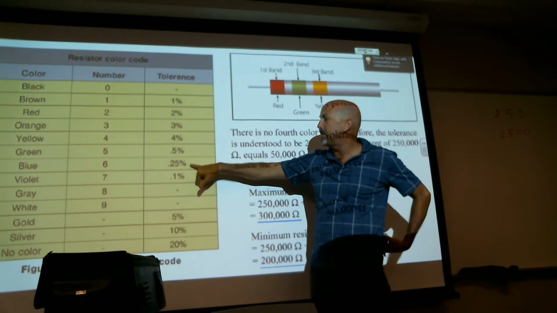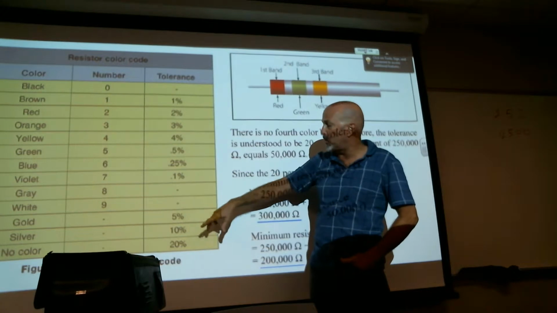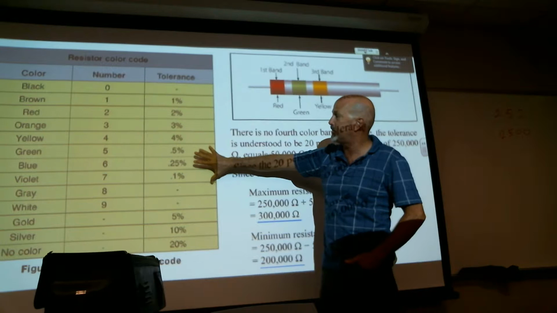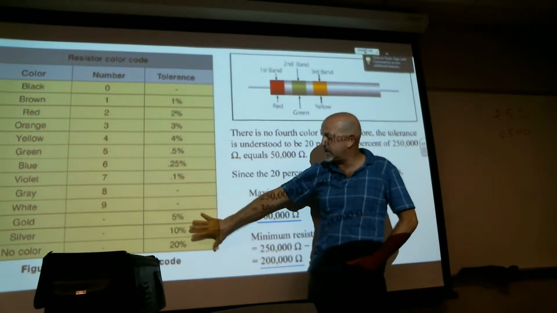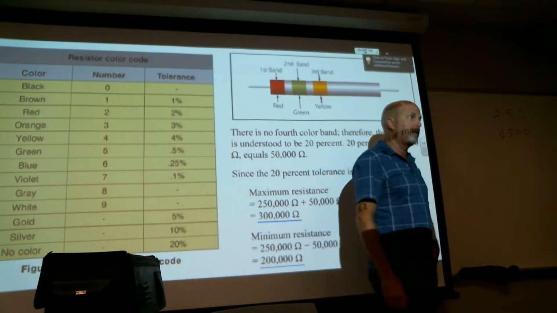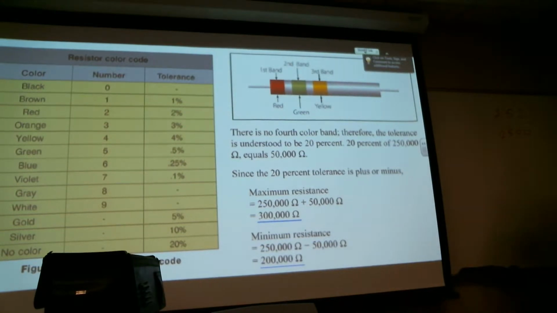Here are the ones that I was talking about. Green is 0.5, blue, when you're talking tolerance. Violet is 0.1. I won't be asking you any of these. So these are the standard ones: 5, 10, and no color. If it just has 3 bands, it's 20%. The book has them all changed now. It has them exactly the number of resistance. In the book it has 6%, 7%, 8%. Oh, for all of them? Yeah.